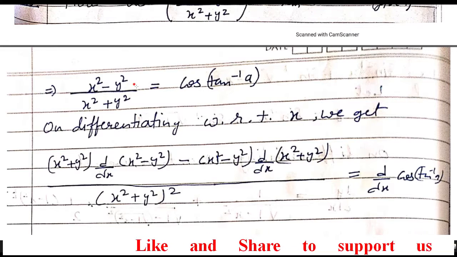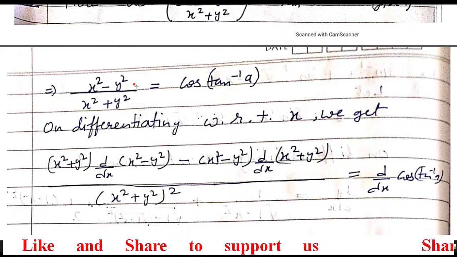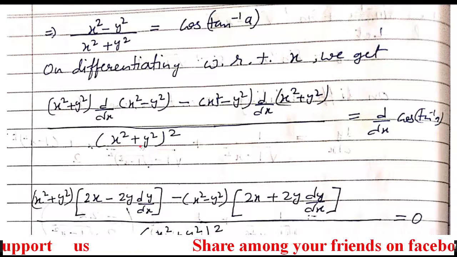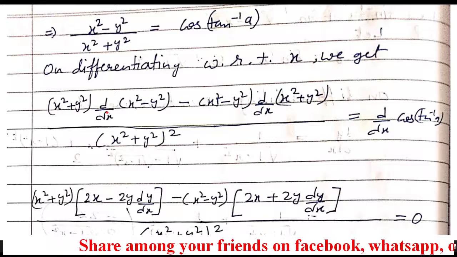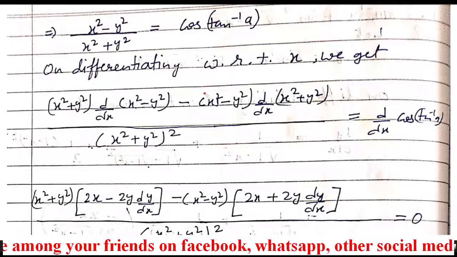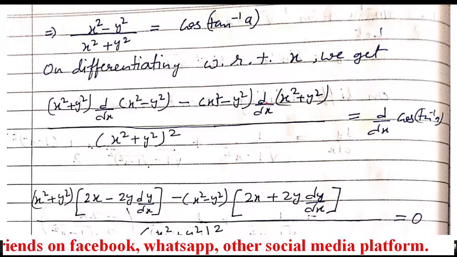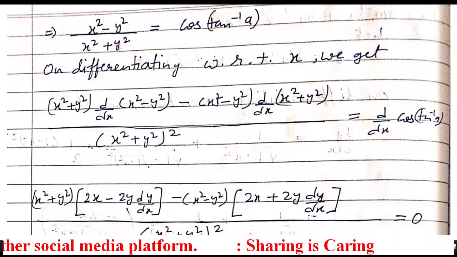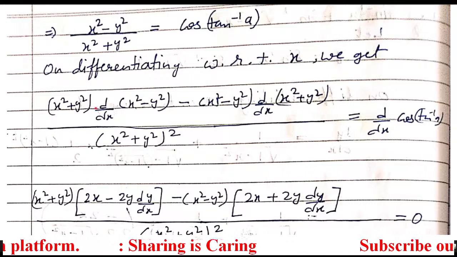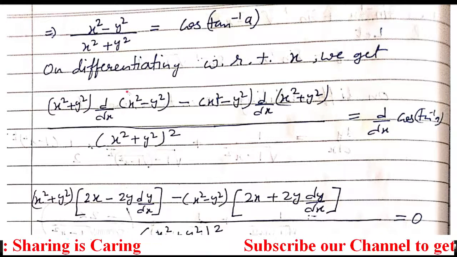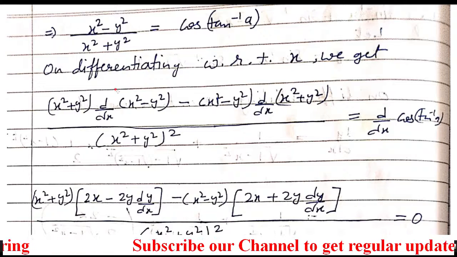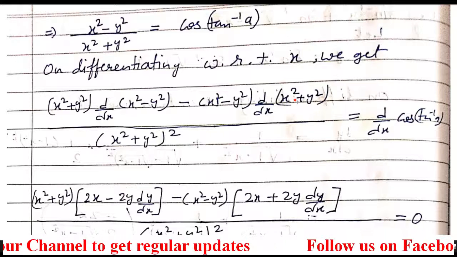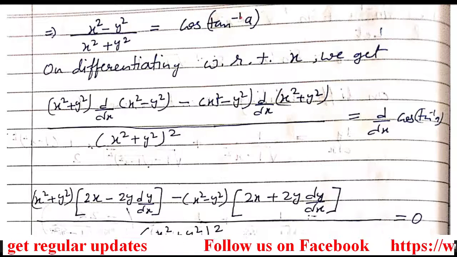Since it's a fraction, we are going to use the formula for differentiation of fractions, that is denominator square, then denominator as it is, differentiation of numerator, and then numerator as it is, and then differentiation of the denominator. Here the denominator is x square plus y square. So first we differentiate the numerator, and second we differentiate the denominator.